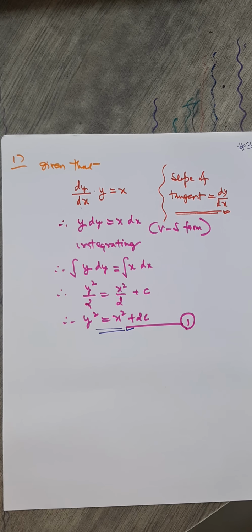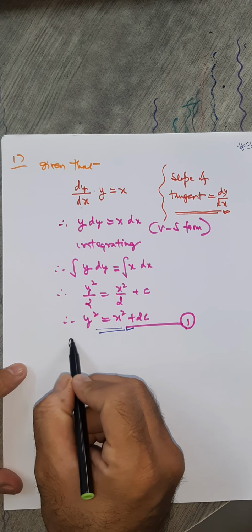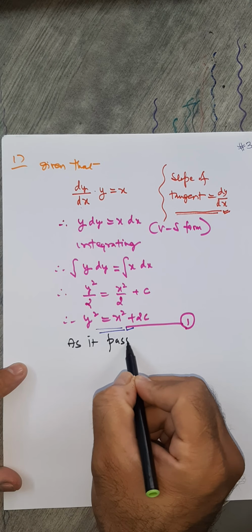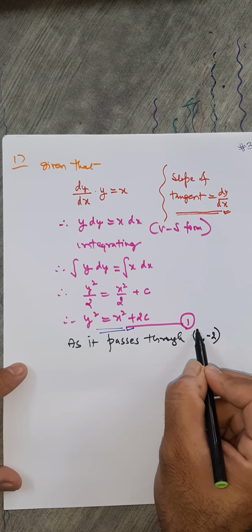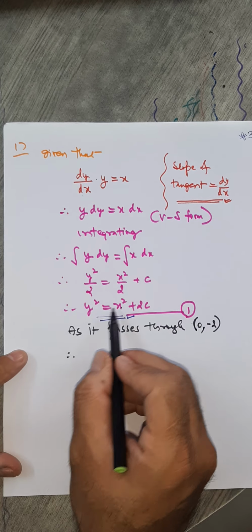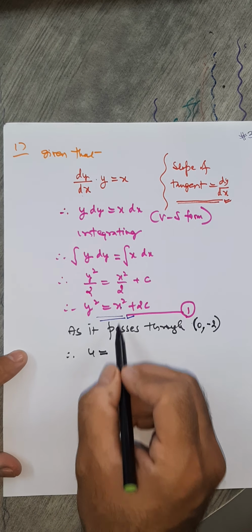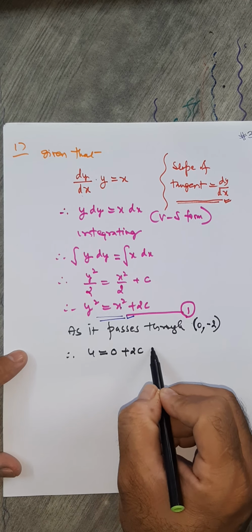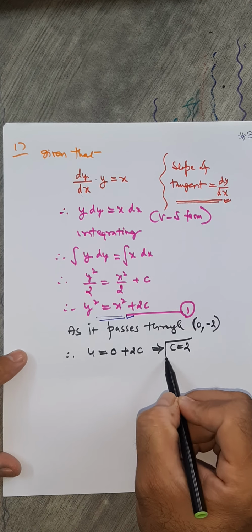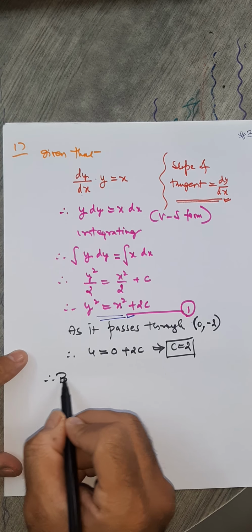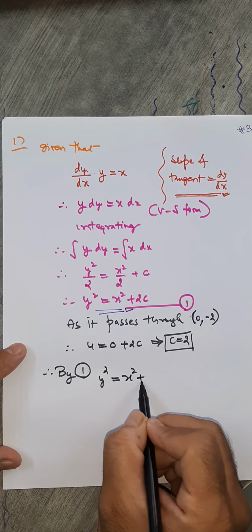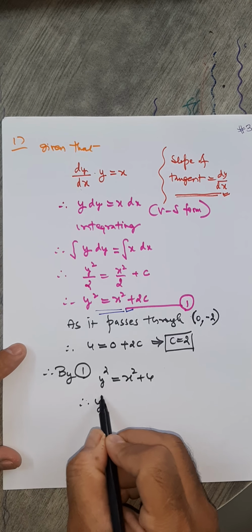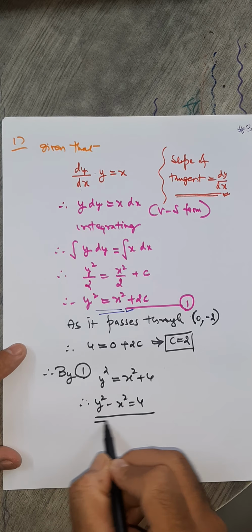Now what's given to you? You are given that this curve passes through which point? 0 comma minus 2. So let's write that as it passes through 0 comma minus 2. So I'll put x equals to 0 and y equals to minus 2. So 4 equals to 0 plus 2c. So c becomes 2 and place there. Therefore you'll get y square equals to x square plus 4. Right? So y square minus x square equals to 4. This is the required curve.